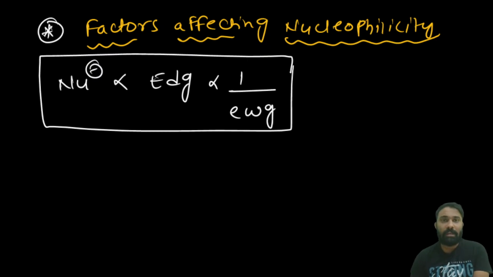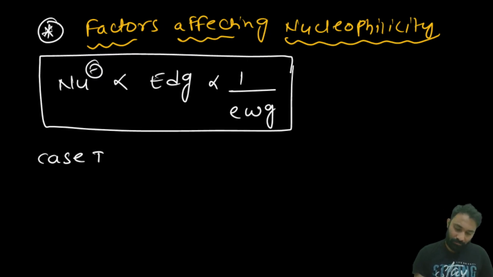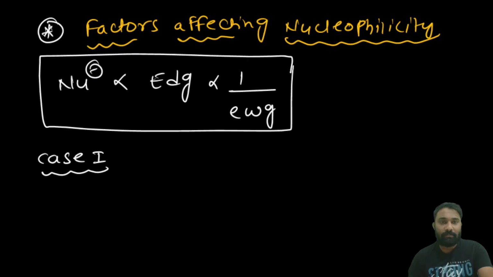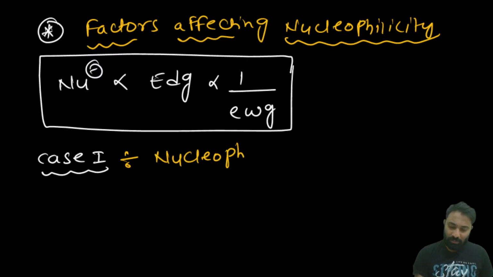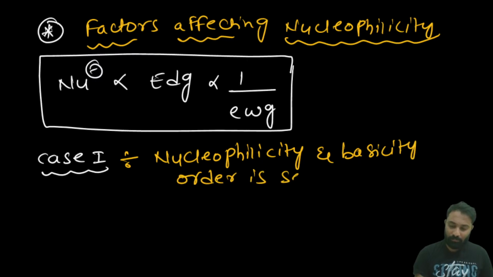Next, here is where it will act as a nucleophile and as a base. Sometimes, what will happen? Now, first one, case 1. In this case 1, we see when it will act as a base and when it will act as a nucleophile. Sometimes they will ask which among the following is a nucleophile and which among the following is a base. So in case 1, the nucleophilicity and basicity order are the same.